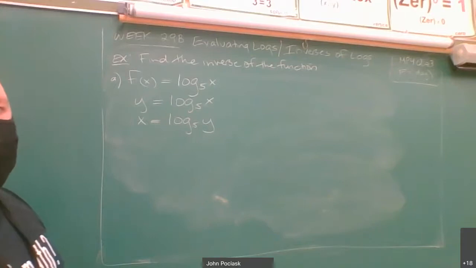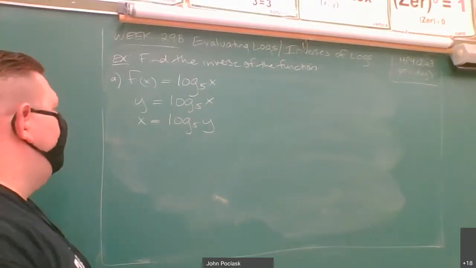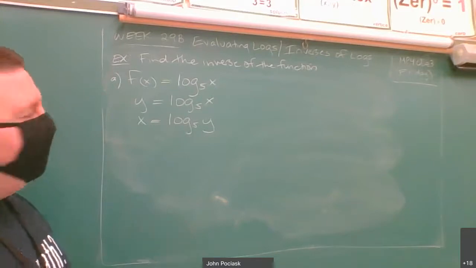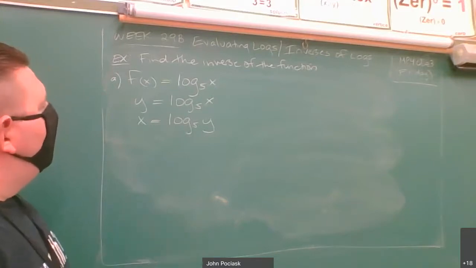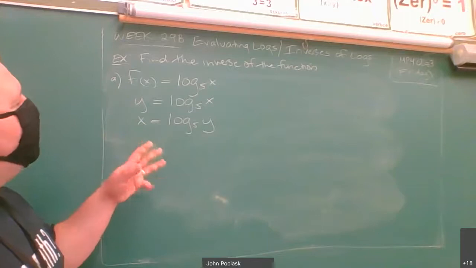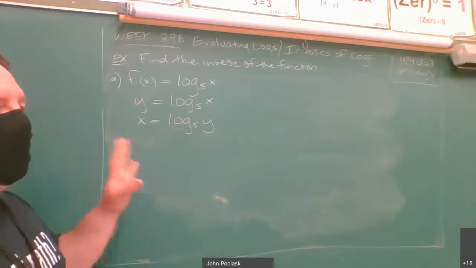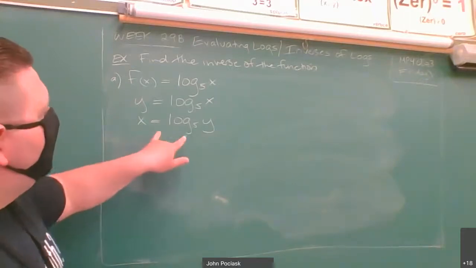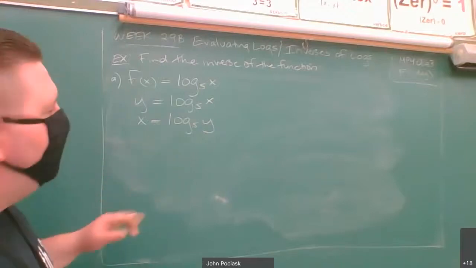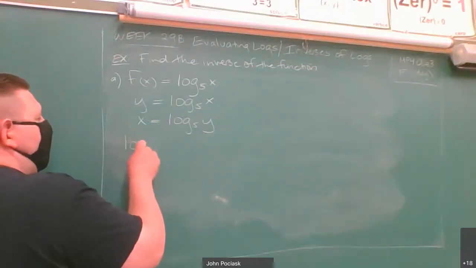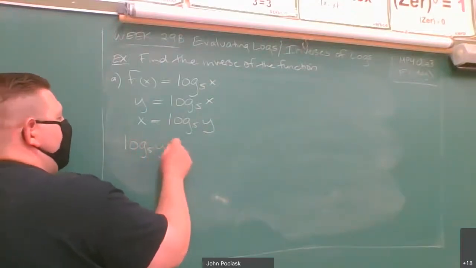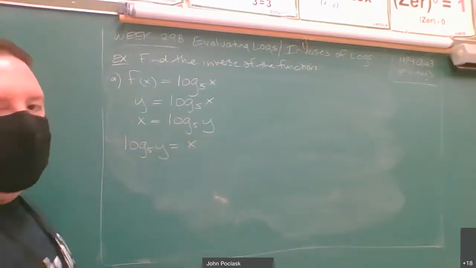And then solve the resulting equation for y. And that's where it gets tricky. Now, they won't show you this step in any book, but I'm going to rewrite this equation. I'm going to switch the left-hand side and the right-hand side. So I'm going to write log base 5 of y on this side and x on that side.